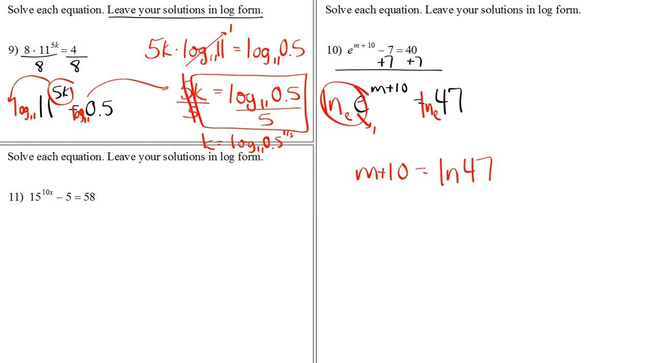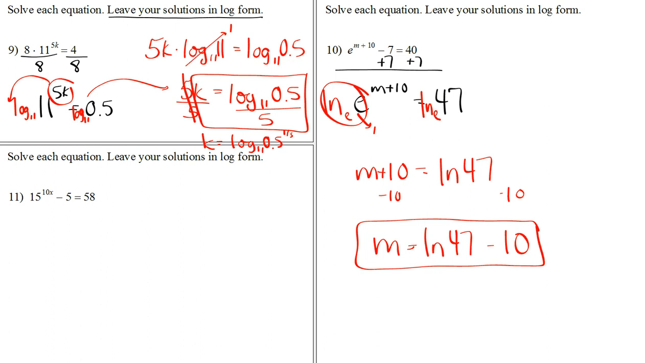And you don't have to write the base of e on a natural log because in the math world, that's what it is. That's its definition. Natural log has a base of e. Just like if you type a log into your calculator, it has a base of 10, unless it says something else. Natural log has a base of e. And then we're going to subtract 10 from both sides, and we get that m is just the natural log of 47. So e to what power equals 47? That'll give us a number, and we'll subtract 10 from that number, and that's what m is.